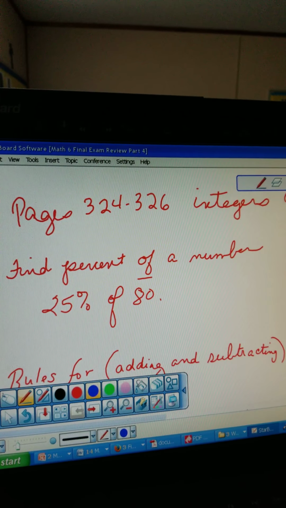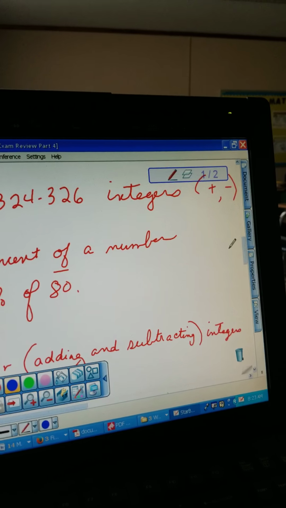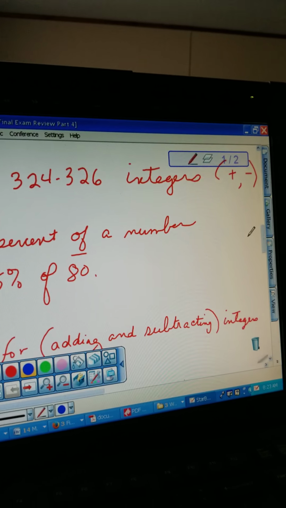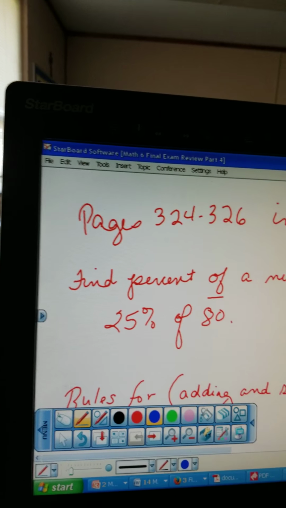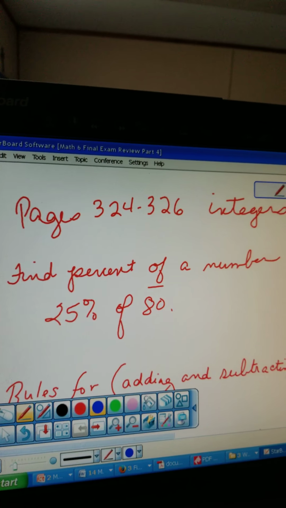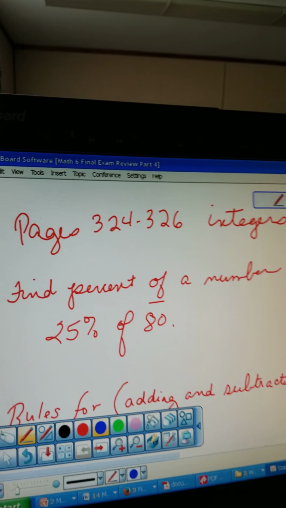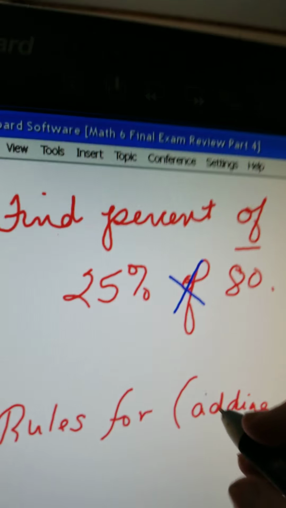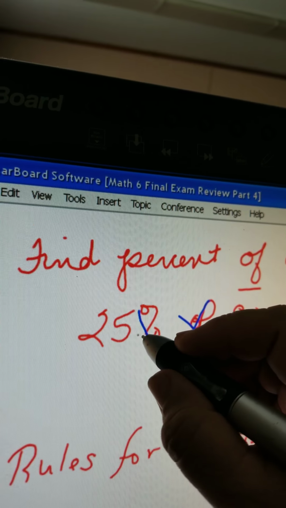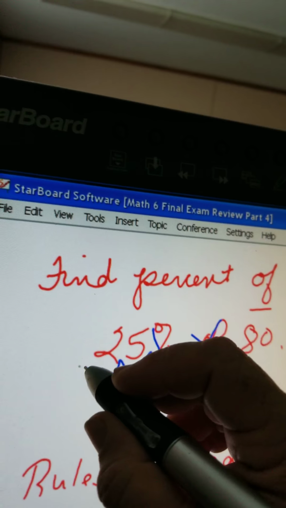On your worksheet, it says to know everything on pages 324 to 326. It's all about integers, practicing. It's a great place to practice. Also, there's another page listed right after that. Good integer practice. Find percent of a number. When I say of, if you don't know what else to do, multiply. When we drop the percent sign, we move the decimal 2 places.